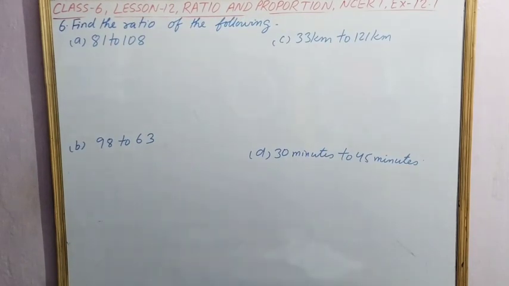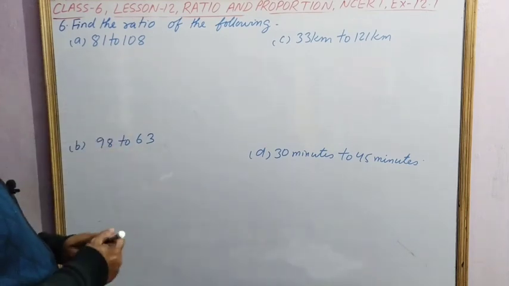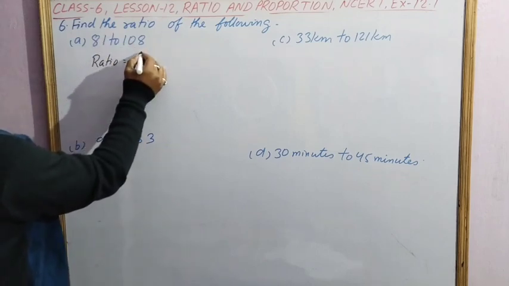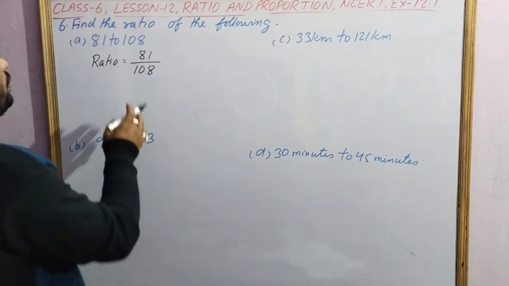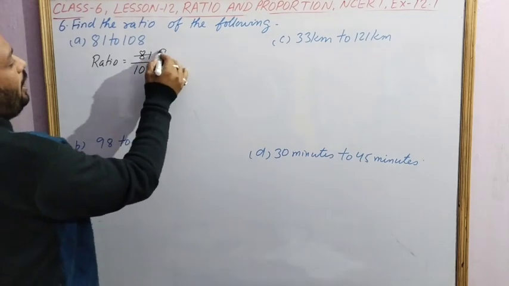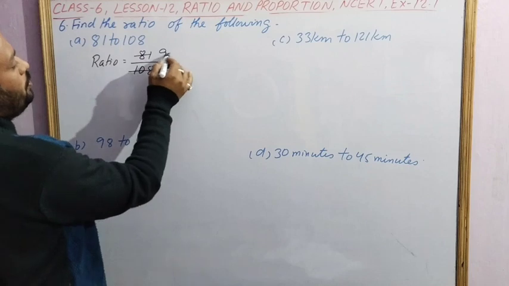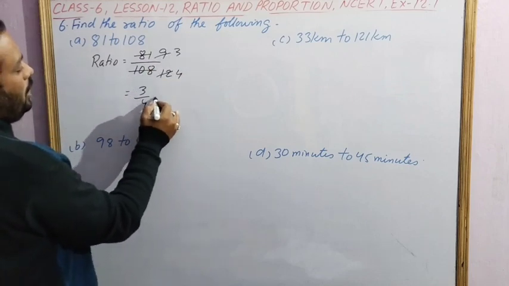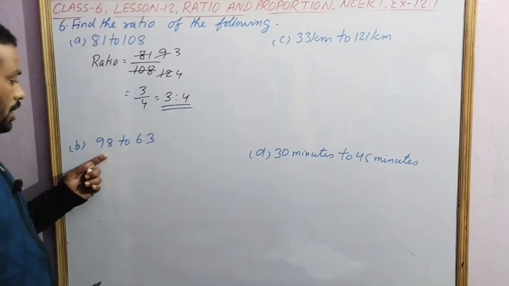In question number 6, we have to find the ratio of the following given quantities. In A, we have 81 to 108. So we will find the ratio. 81 will be in the numerator, 108 will be in the denominator. Now it is divisible by 9. 9 times 9 is 81, 9 times 12 is 108. Again 9 and 12 are divisible by 3. 3 times 3, 3 times 4. So 3 by 4 can be written as 3:4. This is the ratio.